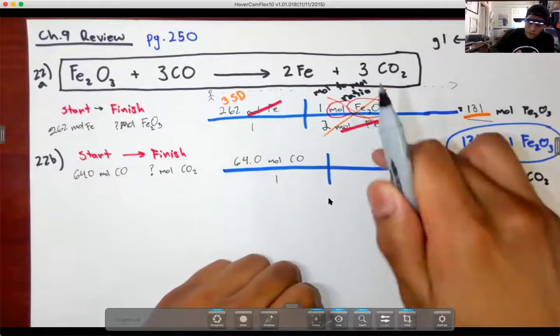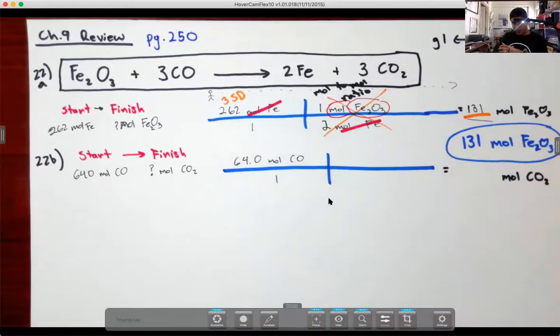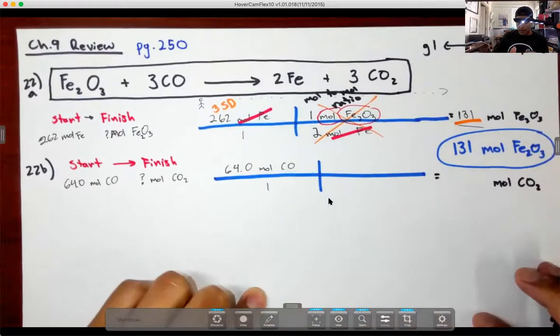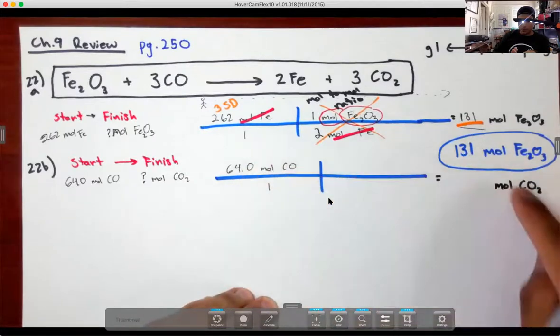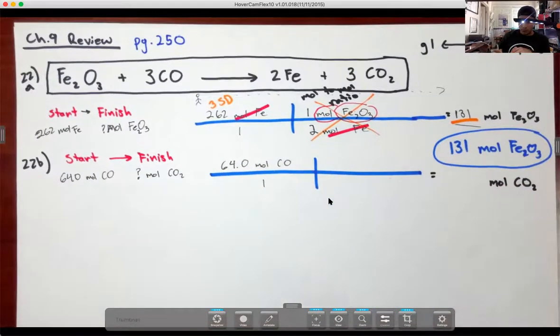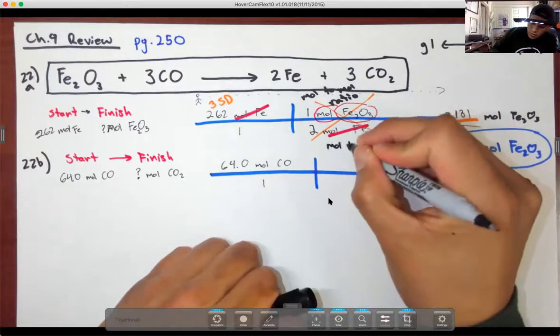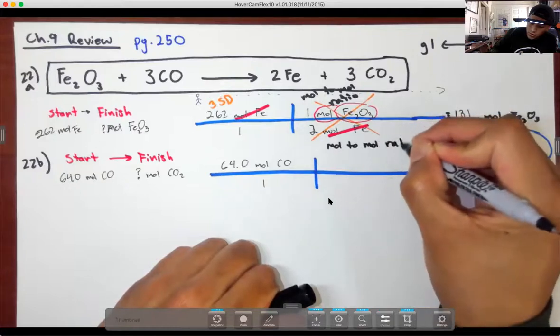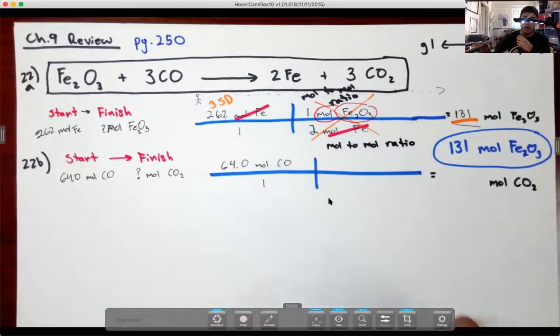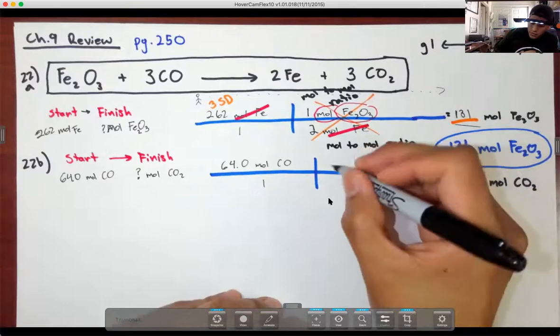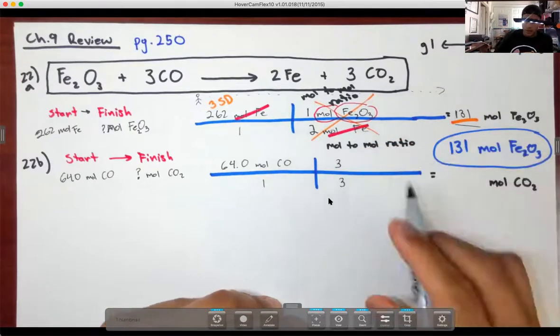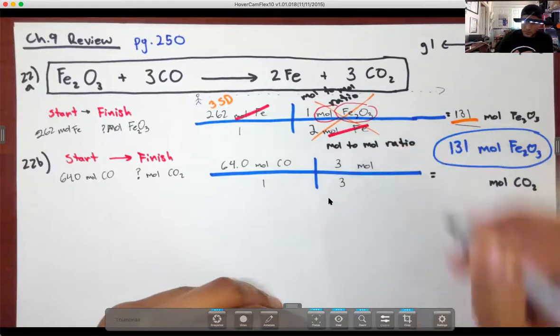Now the conversion factor that we're going to be using is going to be what, Brian? What do we put here to go from moles of one to moles of the other? The mole to mole ratio, exactly. That's what we're going to write here. What is the mole to mole ratio of CO2 to CO, and which one goes on top? 3 to 3, exactly. Which one goes on the top? The moles of which one?